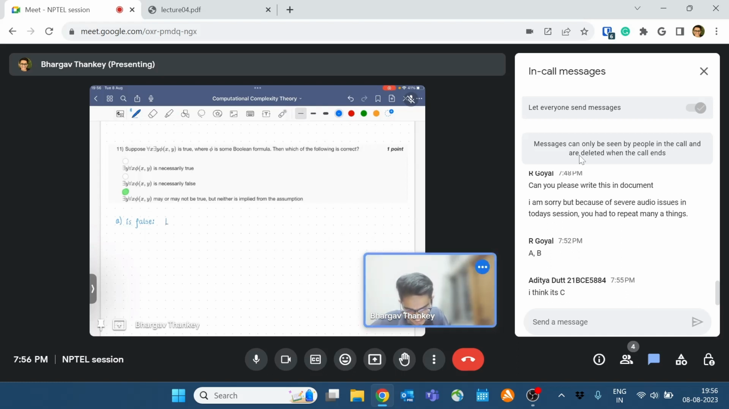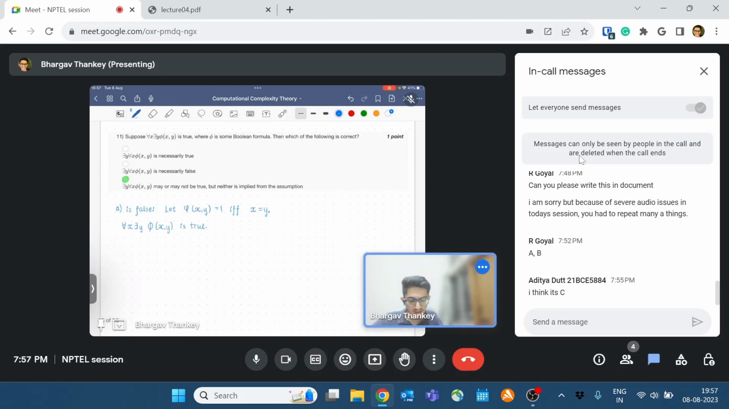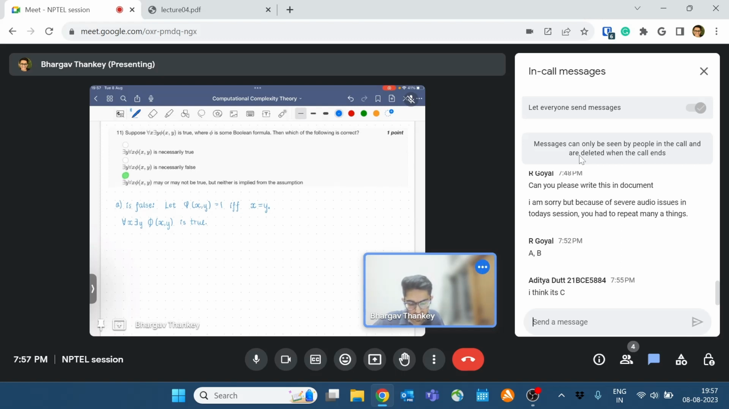Right. So if phi of x comma y equals 1 if and only if x equals y, then the statement "for all x there exists y, phi x y" is true, right? Is this fine? Yes.